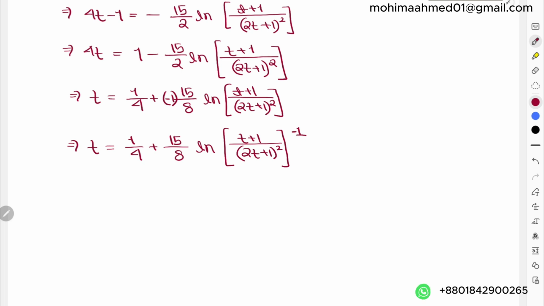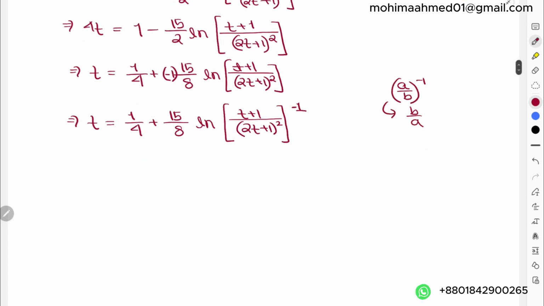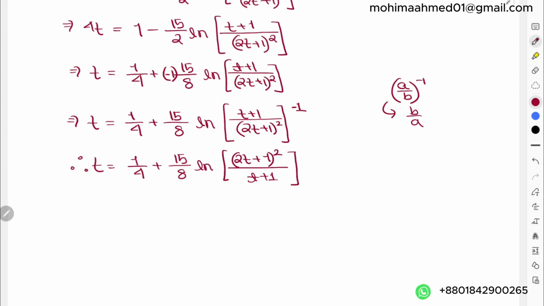And whenever we have a fraction with the power of minus 1, for example a divided by b with a power of minus 1, that leads you to b by a. So in this case, finally, I can write 1 by 4 plus 15 over 8 ln of (2t plus 1) whole square divided by (t plus 1), right? And that is your final answer. After this, nothing else. This is your part C.